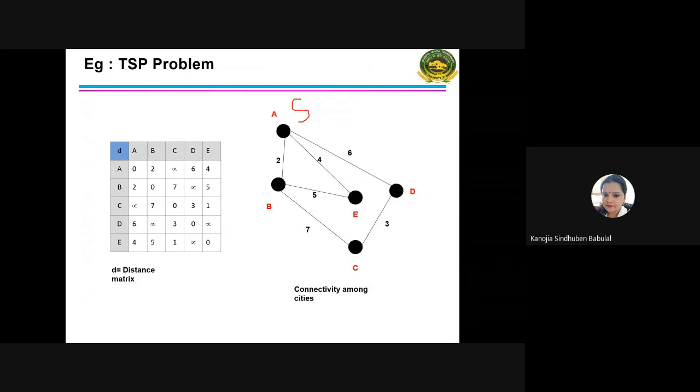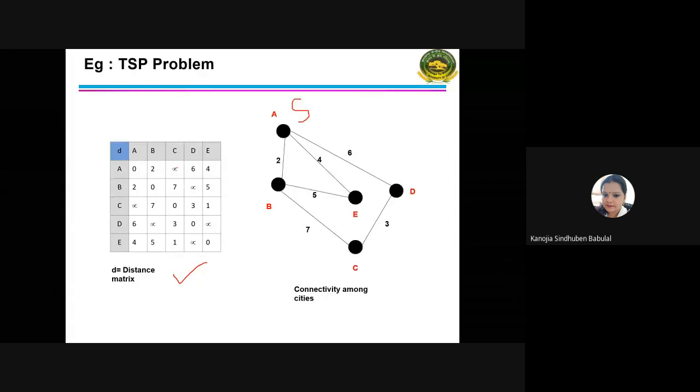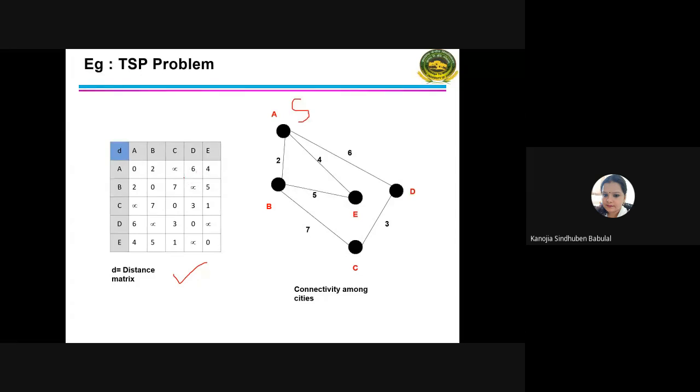The TSP problem has a matrix over here, but this is the initial matrix, the first matrix for this solution, and you are able to see infinity. This infinity just states that we do not have a direct path from A to C, and we can also see that from A there is no connectivity going directly to city C.